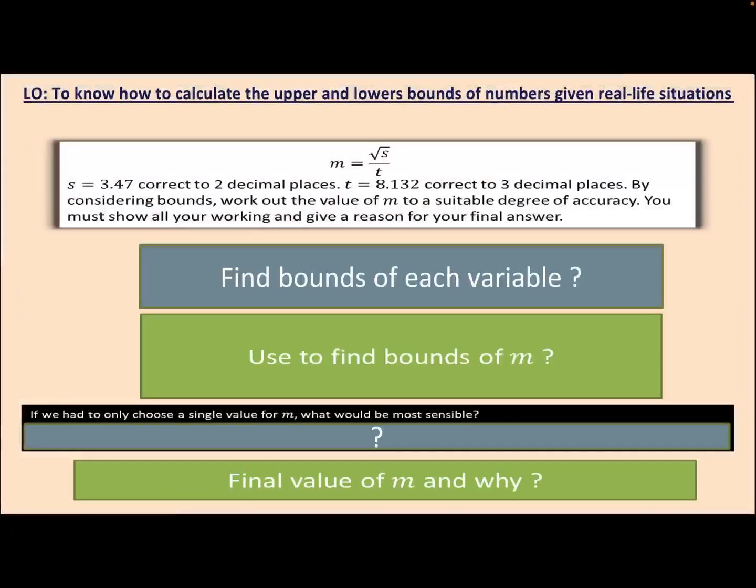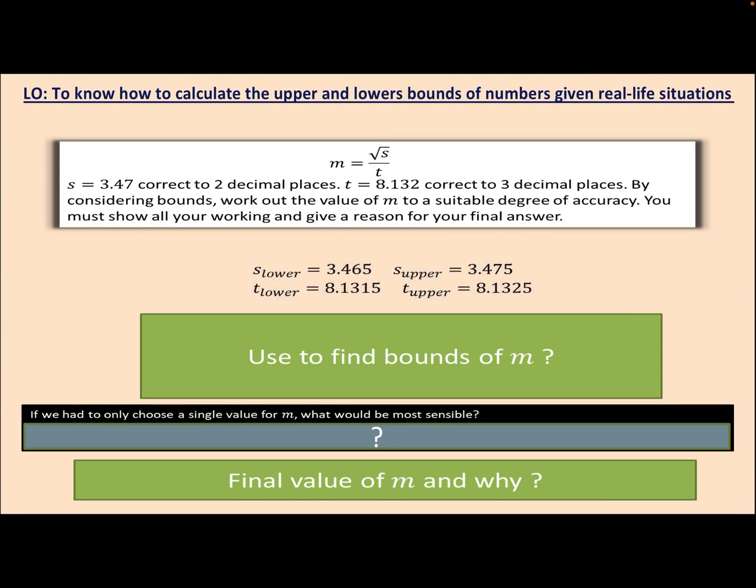So here we have a question, and it's asking us to consider the bounds and to work out a value of m to a suitable degree of accuracy. So what you're going to have to first do is find the bounds for each variable. So the lower for s is so on, and the lower for t is so on, and for upper s and upper t. So we're going to work out that first. So that's going to be our very first step. And then we're going to use these bounds to find out the value of m.